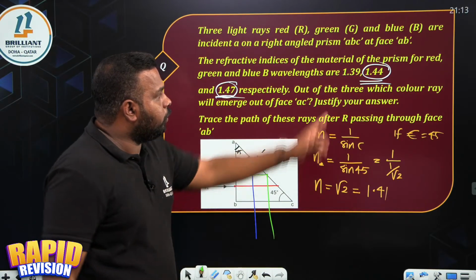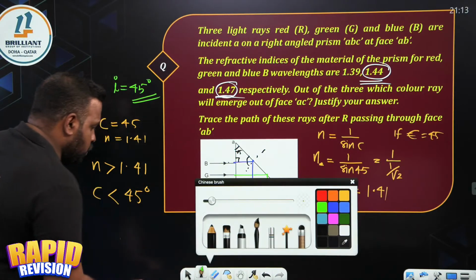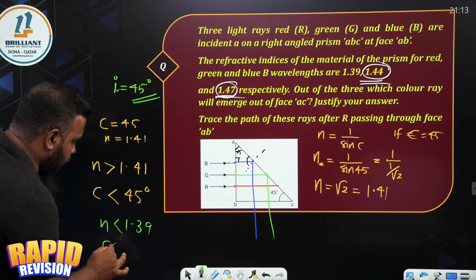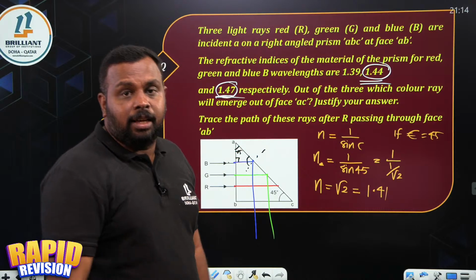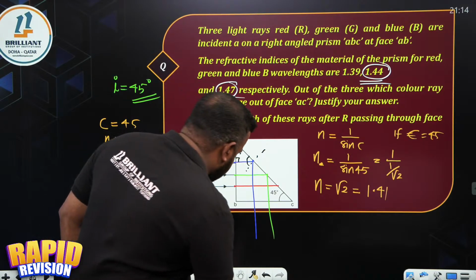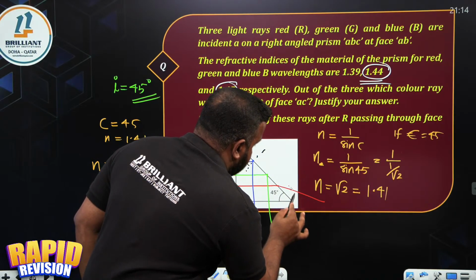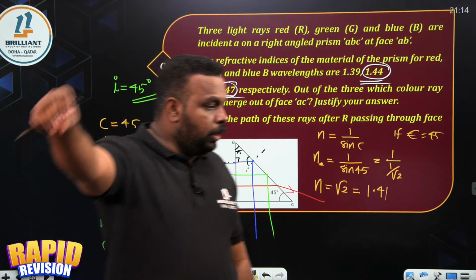But what about red? For red color, the refractive index is 1.39. So if n is less than 1.41, what does it mean? C will be greater than 45 degrees, which means the angle of incidence is less than the critical angle. Less than critical angle means it will not undergo TIR. It will go out like this. Yes, that is the answer. Clear or not? Is it okay?